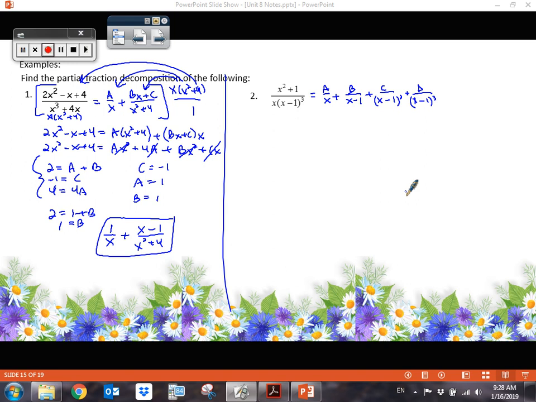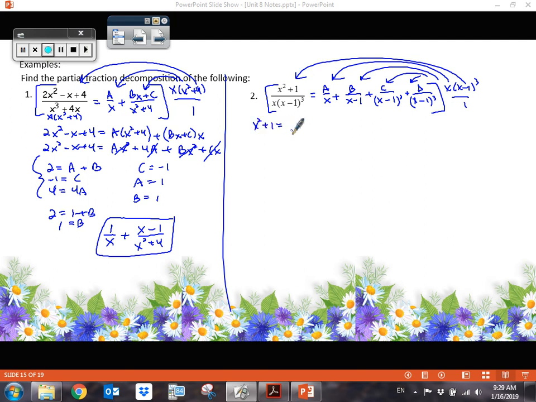Okay? So once we have this broken apart, we're going to use the same procedure we did before. We're going to multiply by the common denominator. Multiply everything by x times x minus 1 cubed. So this is going to be distributed to all of the fractions. I mean, every single one of them. Okay, we're going to multiply it all. Our goal is to clear all the fractions out of the way. So when I multiply, I just love multiplying by the original fraction. That's so easy, right? It's just going to be the numerator, x squared plus 1 equals.